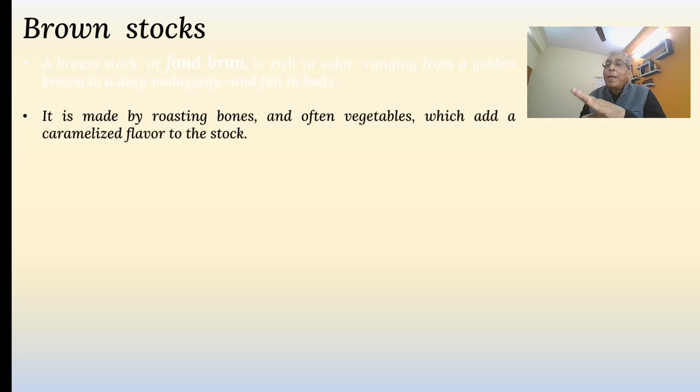It is made by roasting the bones. How will this color come out? Before starting, you have to roast the bones, rather caramelize the bones in the oven, to get that caramel color. While simmering those roasted bones, the color will automatically help to get the actual color of the final stock, that is a brown color, the robust mahogany color.